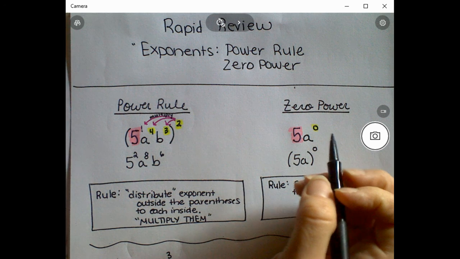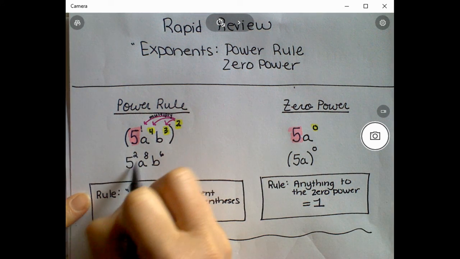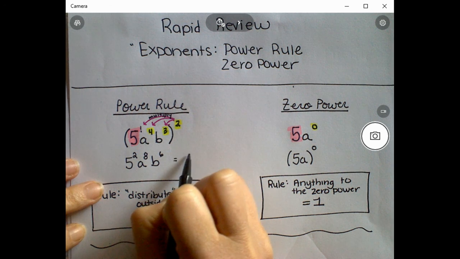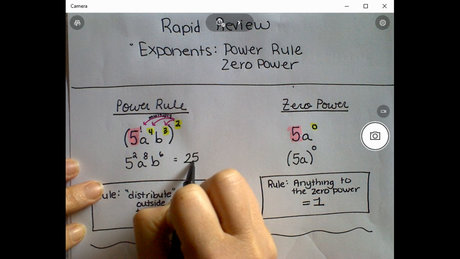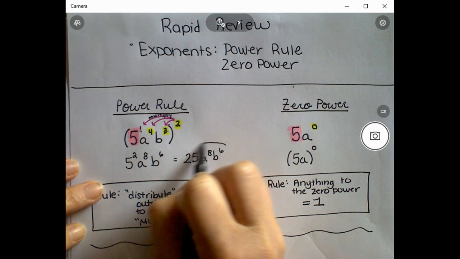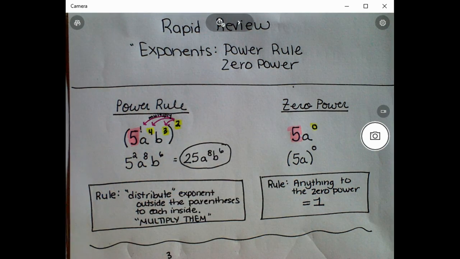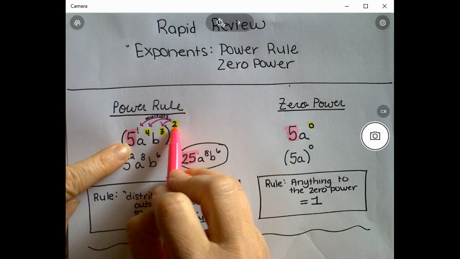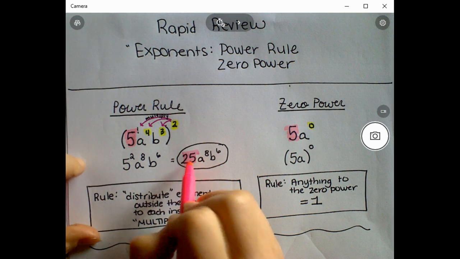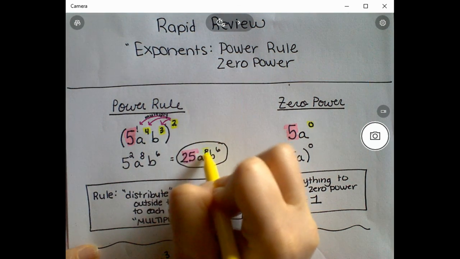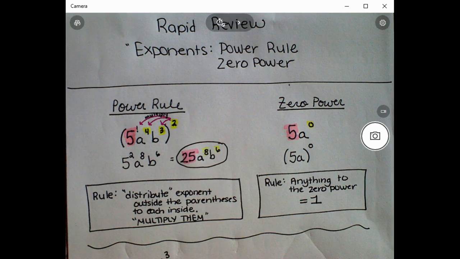And while this is a fine answer, you really do need to actually do this part. 5 squared means 5 times 5. So 5 times 5 is 25. And then the A and the B were already finished. Okay? So if you look at it, we did 5 squared. 5 times 5 is 25. And then we multiplied the exponents. 4 times 2 is 8. 3 times 2 is 6. So that's a brief reminder for the power rule.